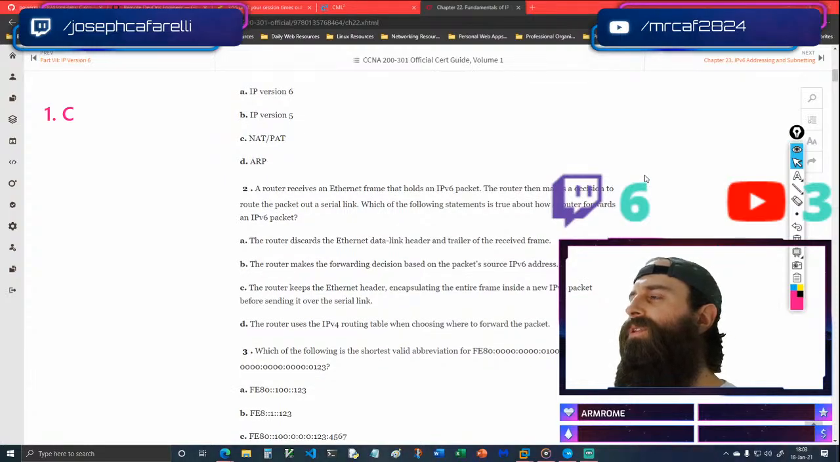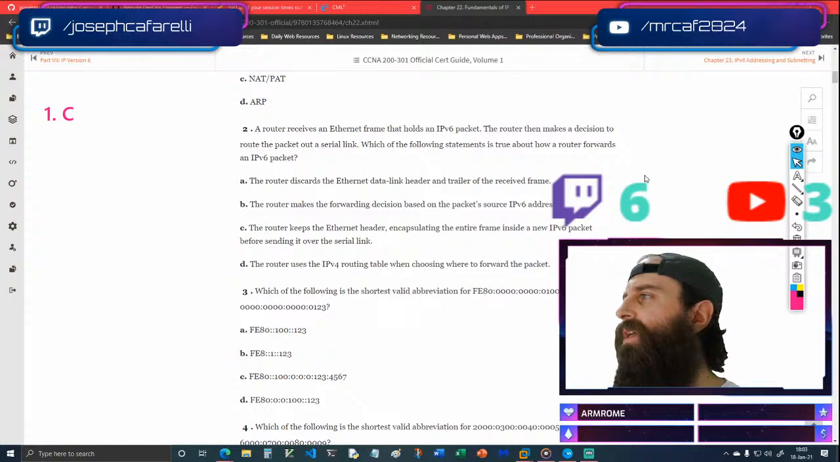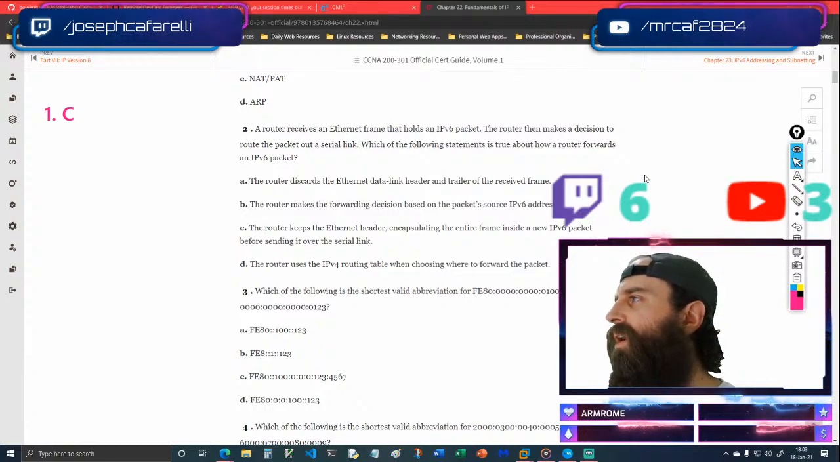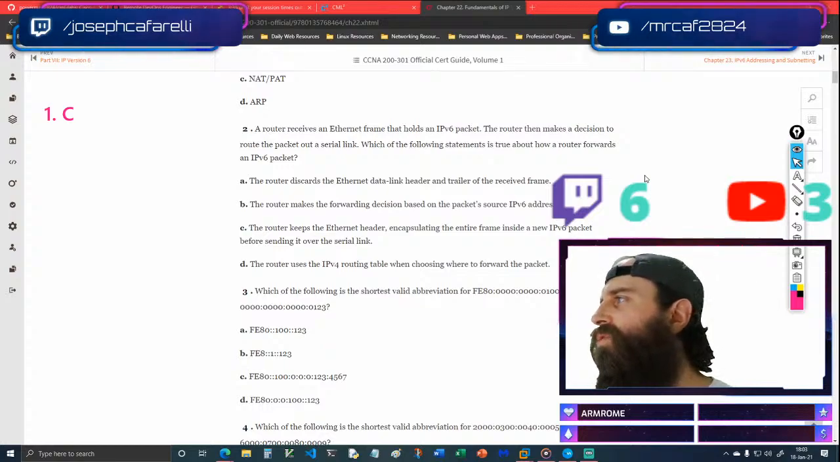All right, a router receives an Ethernet frame that holds an IPv6 packet. The router then makes a decision to route the packet out a serial link. Which of the following statements is true about how a router forwards an IPv6 packet? The router discards the Ethernet data link header and trailer of the receiving frame.